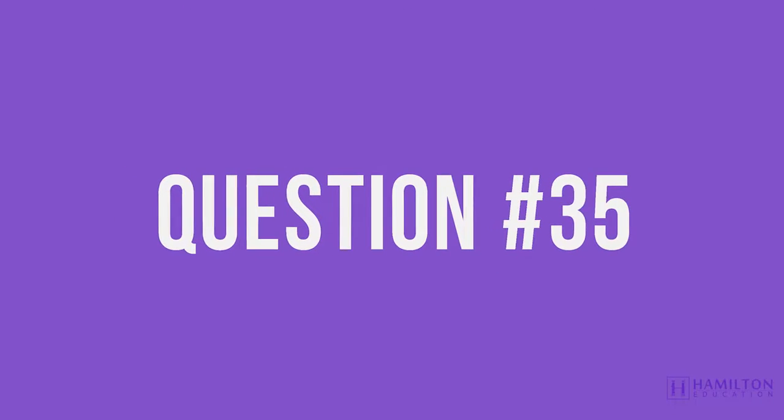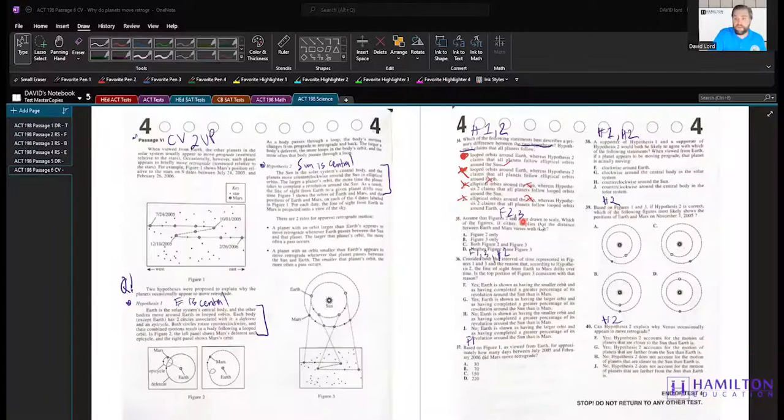Question 35. Assume that figures 2 and 3 were drawn to scale. Which of the figures, if either, implies that the distance between the Earth and Mars varies with time? Well, as I look at figure 2, I can see that the distance between Mars and Earth changes over time. So sometimes it's closer, sometimes it's further away. And then for figure 3, it's the same. Sometimes the distance between Earth and Mars is close, and sometimes it's further away. So I would pick both figures would show this.